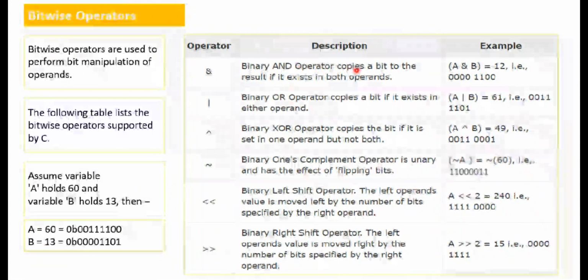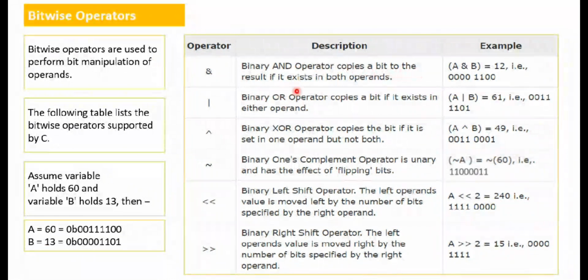Now the very first operator is the binary AND operator. The binary AND operator copies a bit to the result if it exists in both operands. If you remember the truth table for the AND gate, for inputs A and B, the output is 1 if both the inputs are 1.